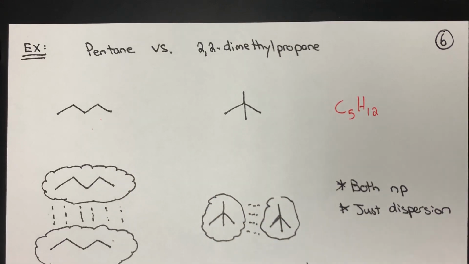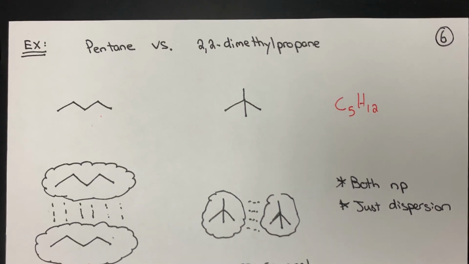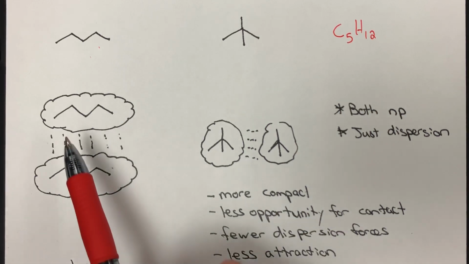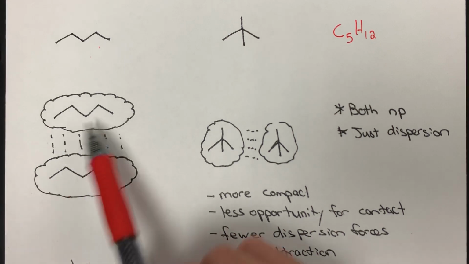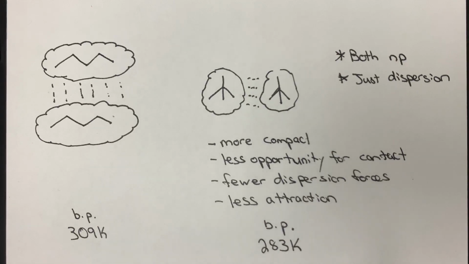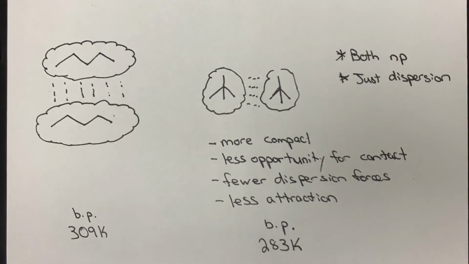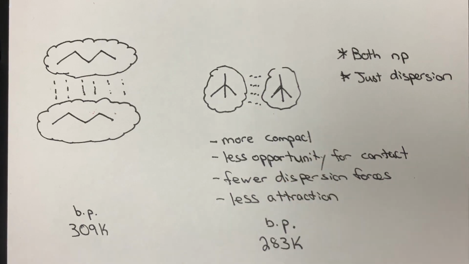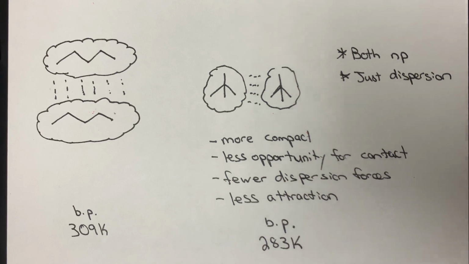Again, if we can increase the contact area between molecules, this means that we have a greater chance for these dispersion forces to take hold. So I've drawn an electron cloud around the normal straight chain pentane, two molecules together here, versus the 2,2-dimethylpropane. And what we find is there's an increased contact area between these two molecules as opposed to these two molecules, right? Because the structure is more compact, there's less opportunity for contact. As a result, we have fewer dispersion forces.